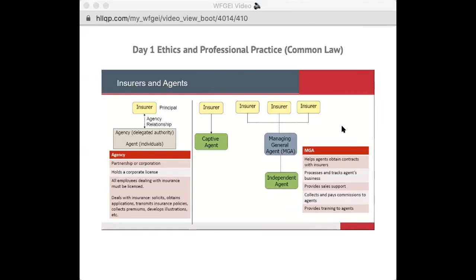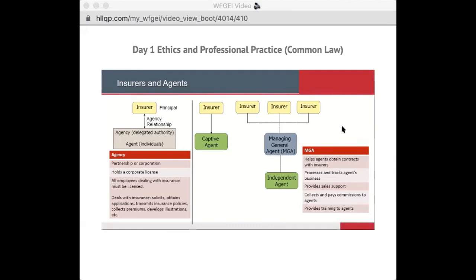Okay. All the employees dealing with the insurance company must also be licensed. In other words, anybody dealing directly with the insurance company has to have a license as well. You cannot give advice, you cannot talk about anything unless you obviously have that information. Also, the agency basically deals with a number of different insurance companies, and the contract allows you to solicit for business, obtain applications, transmit the insurance policies, collect premiums, develop illustrations, and so on and so forth. So there's lots and lots of rights that you actually get when you have an agency contract. But let's go back now to the captive side of it.